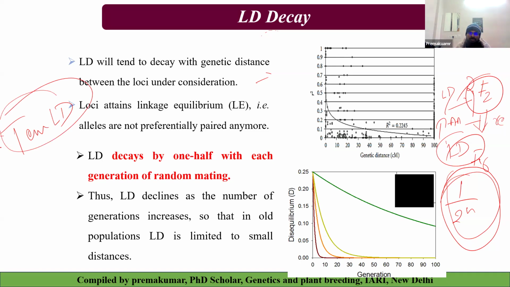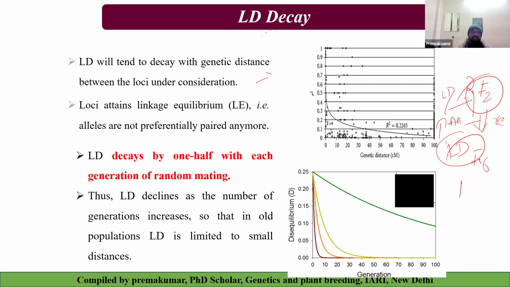Decrease in the LD value due to greater space between the two genes. When the distance increases, your LD will decrease, that is called spatial LD decay. Due to a greater number of generations, your LD will decrease, then it is called temporal LD decay.